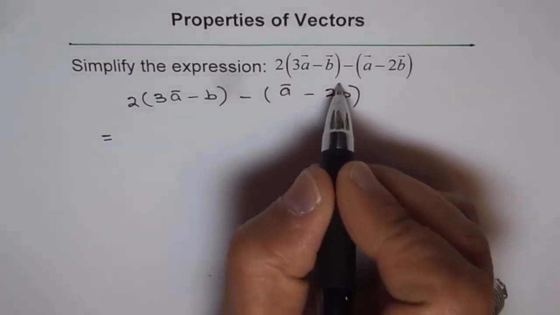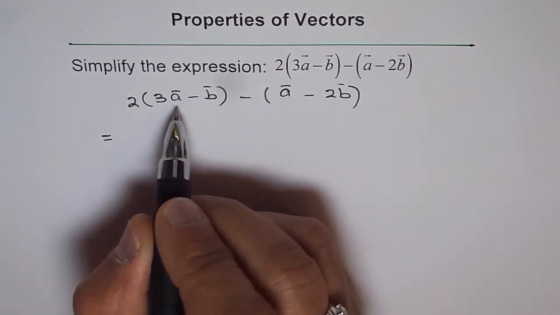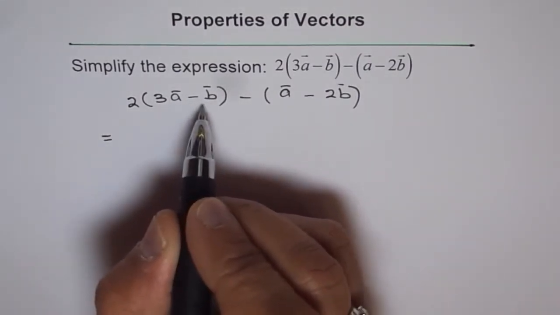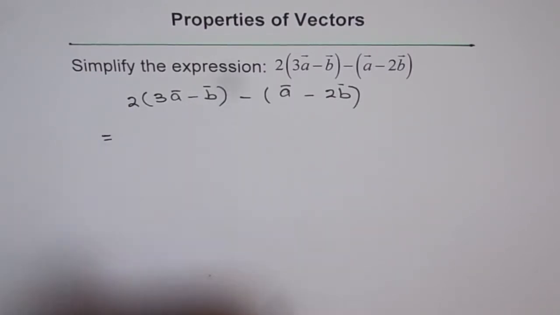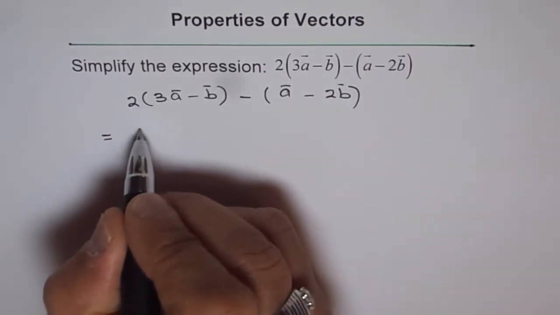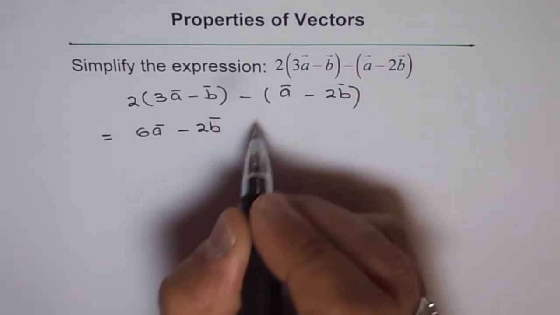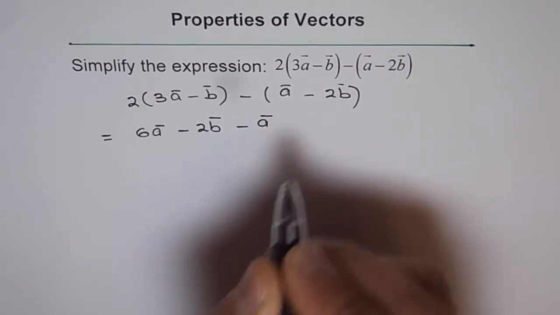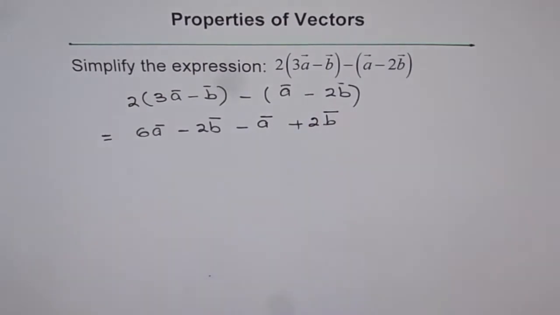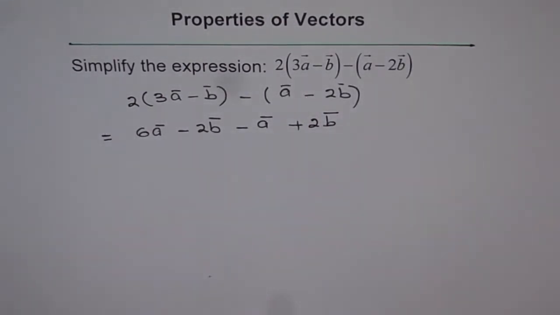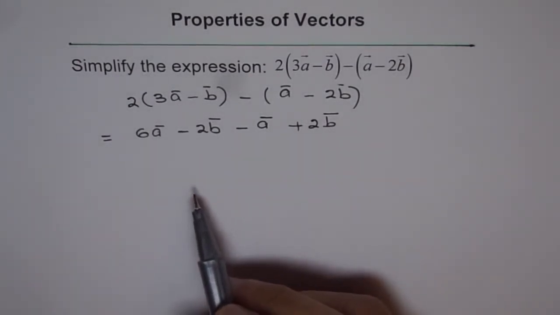Remember, inside we have vectors, correct? Since we are doing addition or subtraction of vectors, I'm going ahead with this operation. So I'll write 6 times vector A minus 2 times vector B, and I get minus vector A, and I get plus 2 vector B. And now you have to help me identify what this property is called.